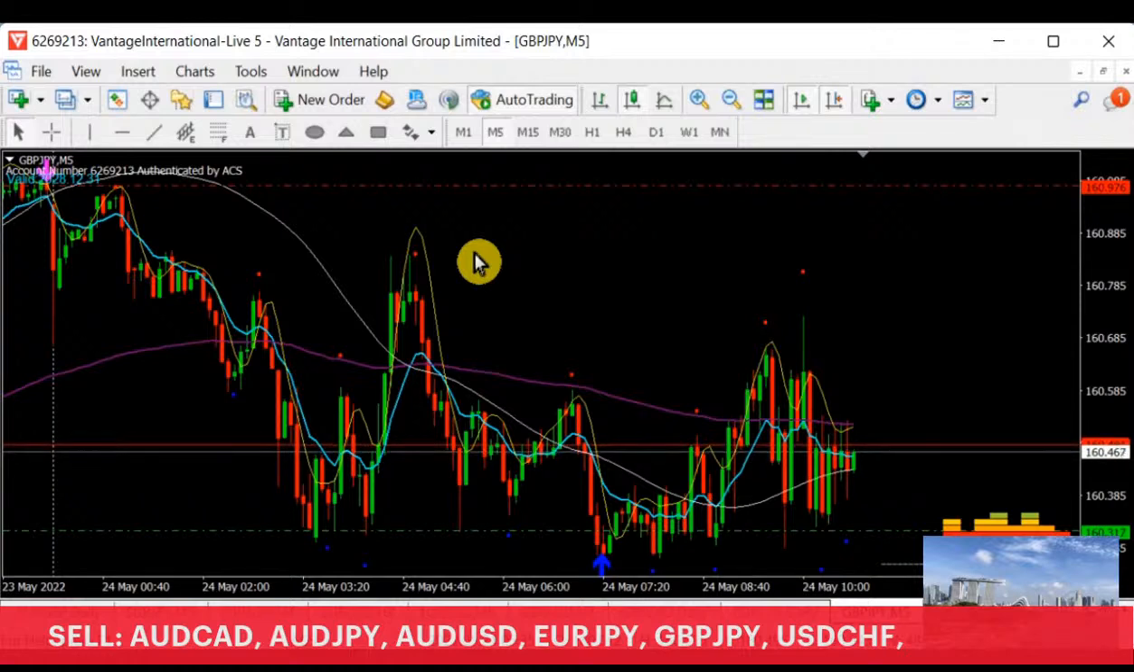Well, pound yen over here is now a bit struggling. So no go. We shouldn't have any entry right now because it's having a lot of turbulence here.